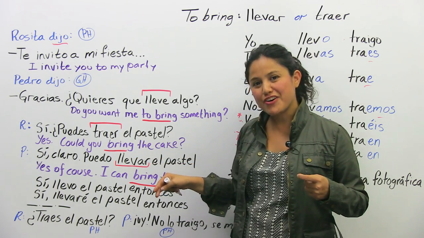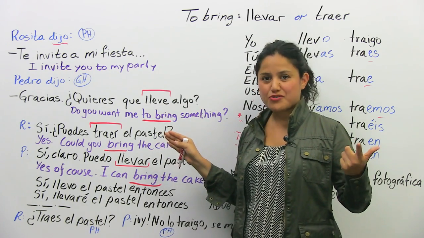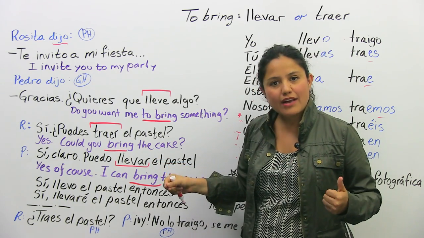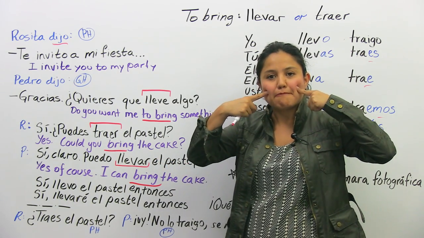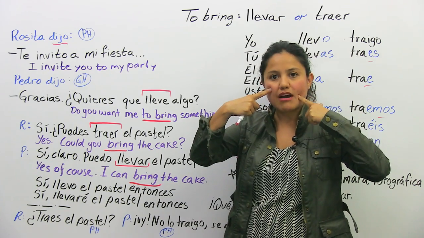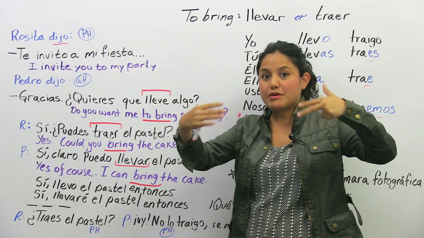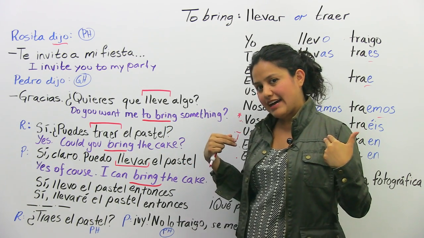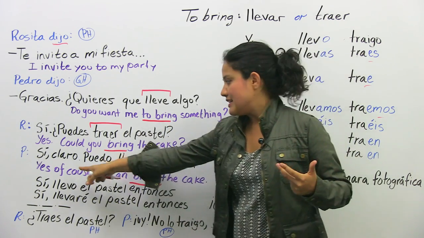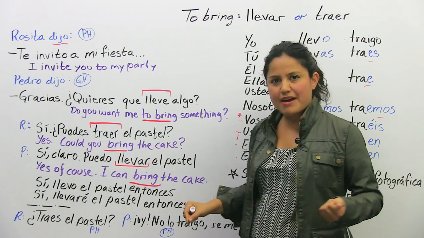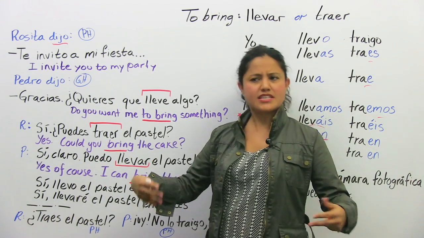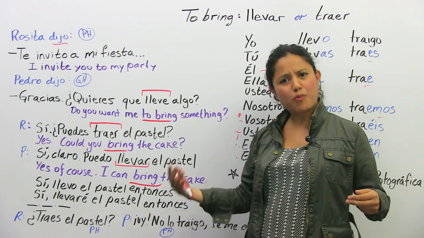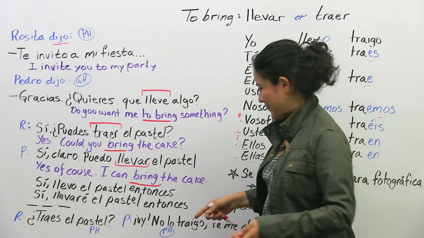Now imagine you're Pedro. Pick the one that you like the most and that best fits your mouth muscles. Because then you'll be more you and you can say it more naturally. Very good. Ana has selected, sí, claro. Puedo llevar el pastel. Because it's more relaxed. Sí, claro. Puedo llevar el pastel. Sí, claro. Puedo llevar el pastel. Very good.